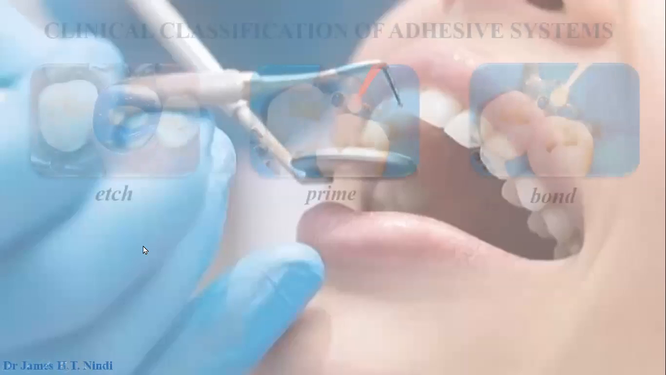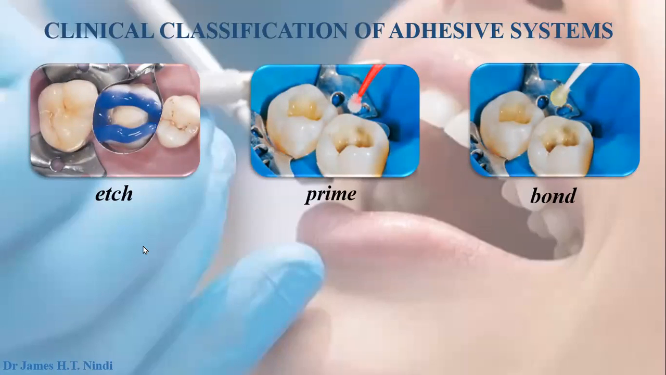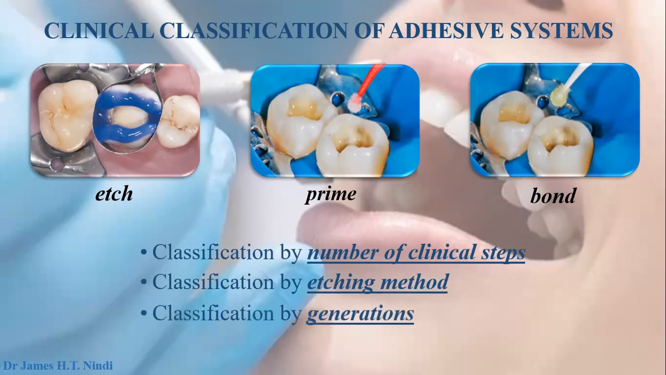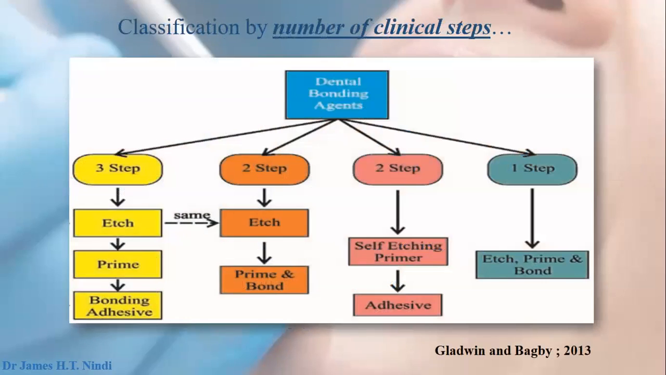Okay, now we move on to the clinical classification of adhesive systems. Up to this point, we know that we have 3 steps: etch, prime, and bond. All adhesive systems revolve around these 3 steps. So we can classify adhesive systems by the number of clinical steps, by etching method, and by generations. To start off, classification by the number of steps. As you can see in the picture there, we have 3 steps, 2 steps, and 1 step.